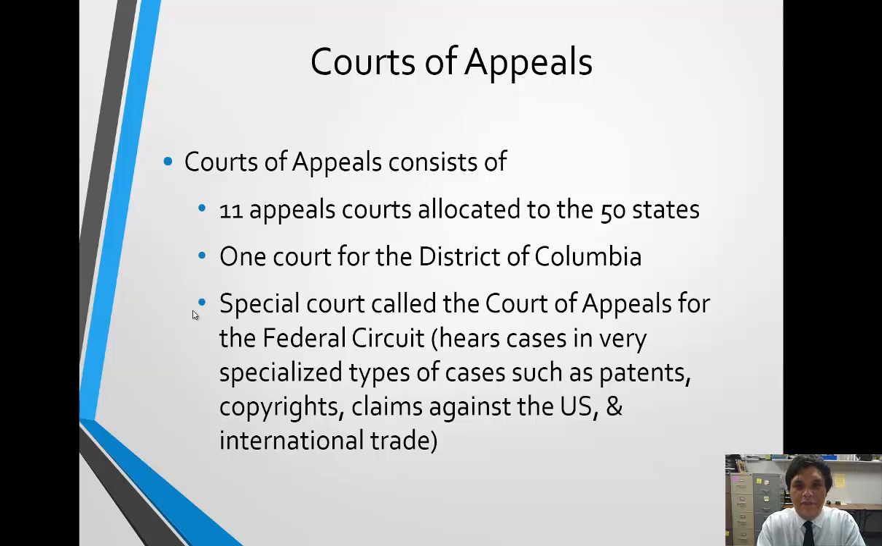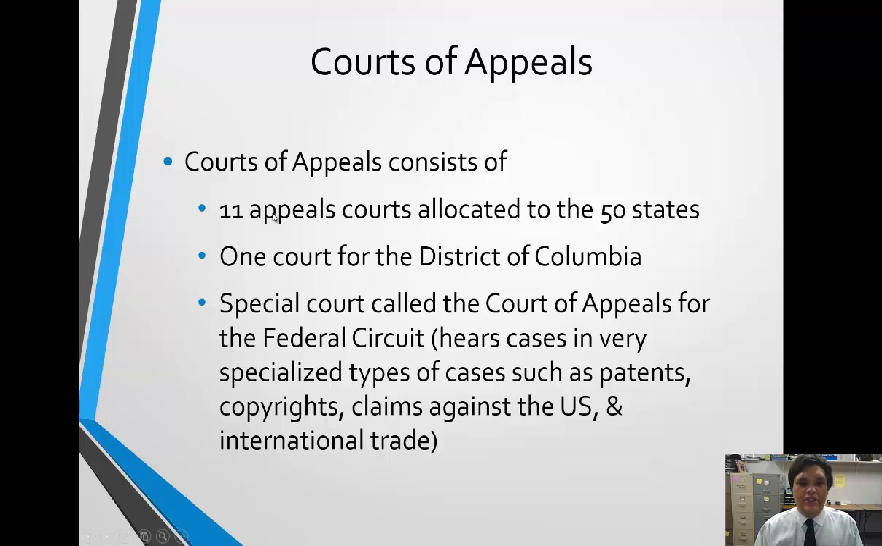The Courts of Appeals consist of 11 appeals courts allocated to the 50 states. So there are 11 appeals courts, and those 11 appeals courts are divided up among the 50 states. There are more states than there are appeals courts, so you'll have more than one state per appeals court. And here in Texas, we share our federal court of appeals with Louisiana and Mississippi. You're going to see this on a map here in just a little bit.